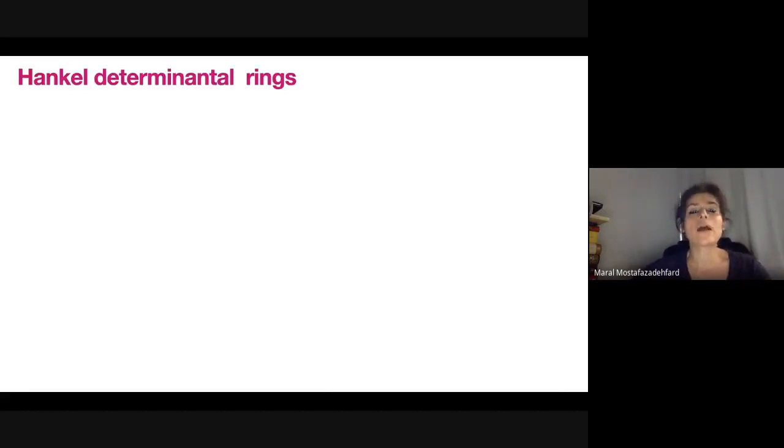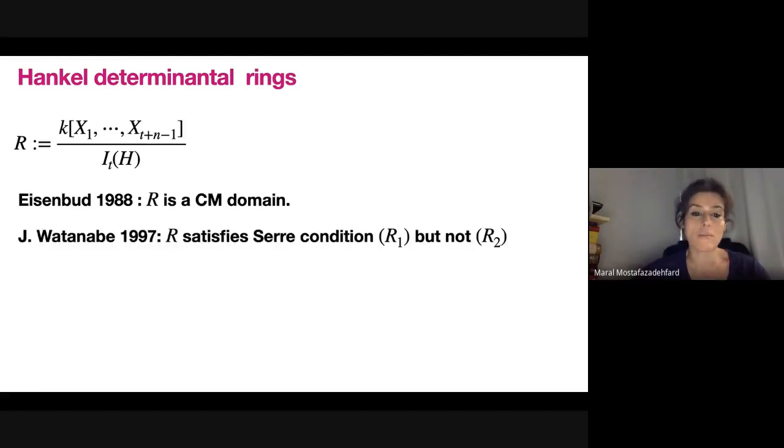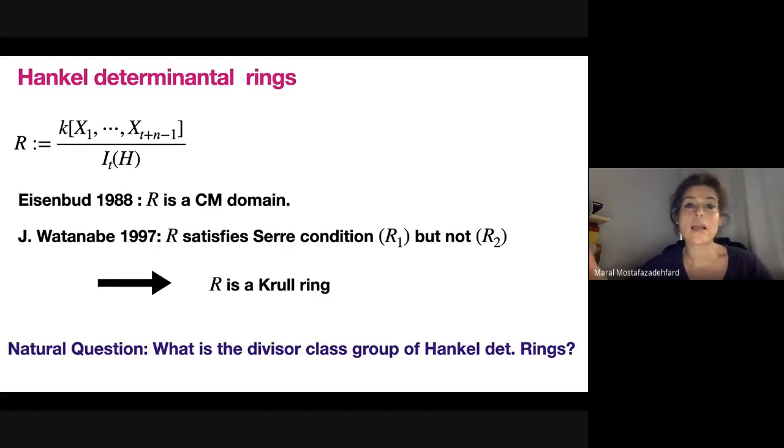For Hankel determinantal rings, we have these properties: they are Cohen-Macaulay domains, and by the results of Watanabe, they satisfy the condition R1 but not R2, but R1 is sufficient for us. So they are Noetherian normal domains, actually, they are Cohen-Macaulay rings. So it was a very natural question: what is the divisor class group of Hankel determinantal rings?